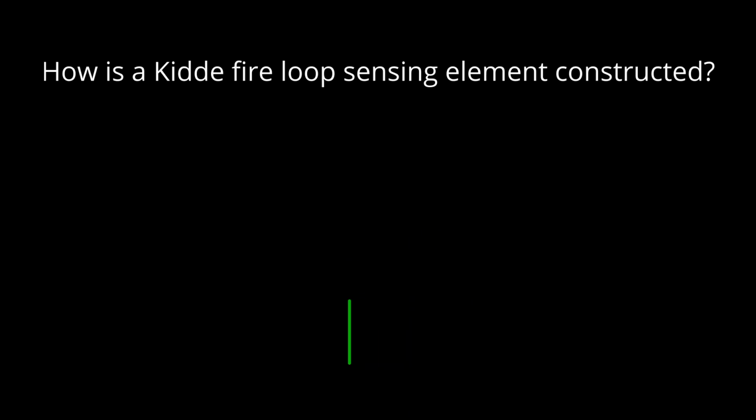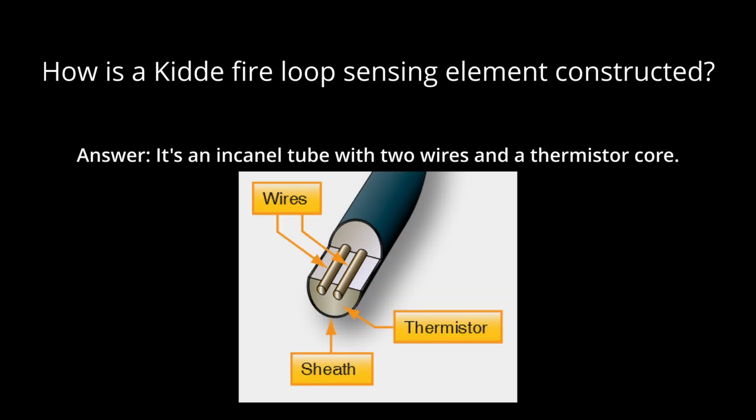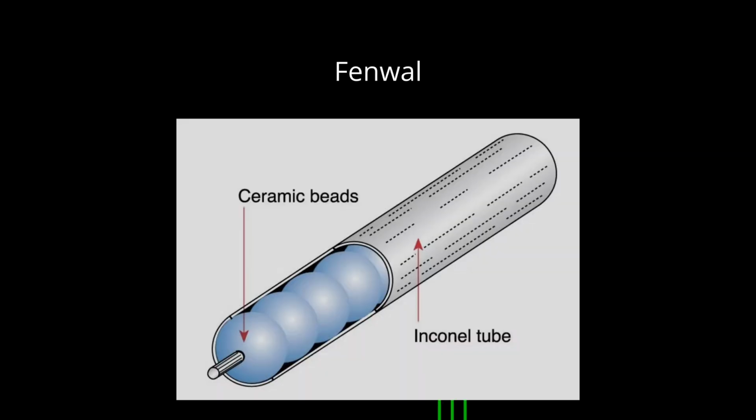How is a Kidde fire loop sensing element constructed? It's an Inconel tube with 2 wires. When they heat up, there's a resistance between the two. And the Fenwal is similar. It's an Inconel tube. It's got only 1 wire with ceramic beads.